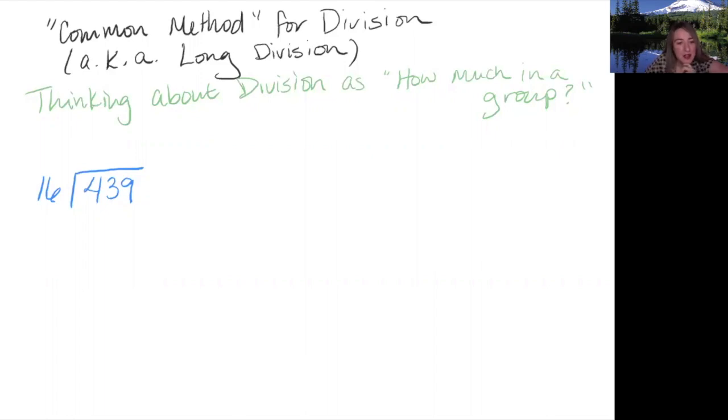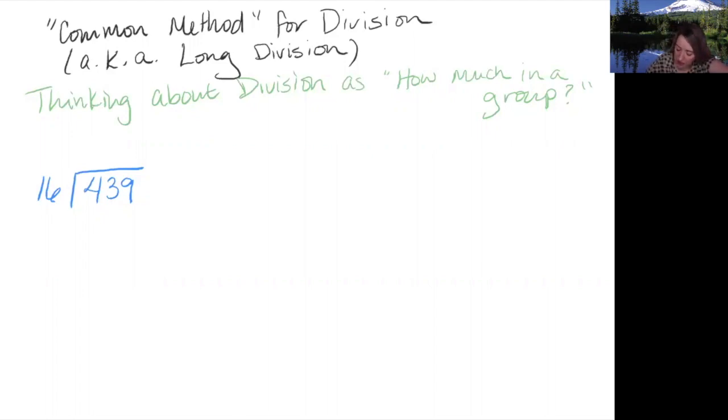Anyhow, so we have here 439 divided by 16. It's the same problem that we just solved. To make sense of this method, we're going to think about division in the other grouping way, the how-much-in-a-group way. And that's just the way that these steps make sense.